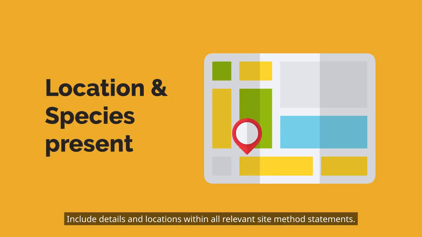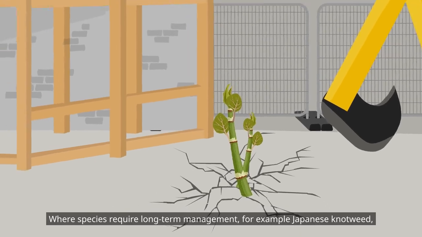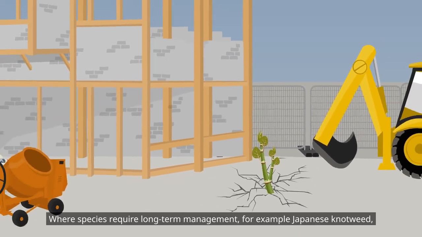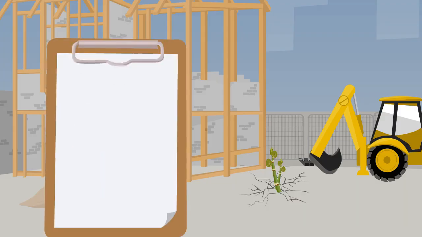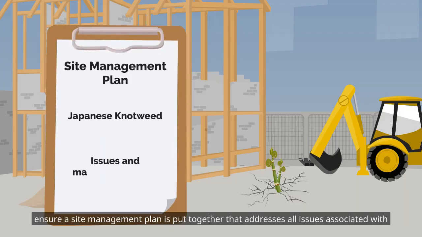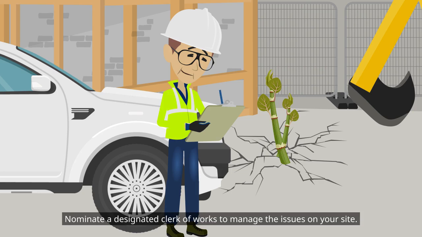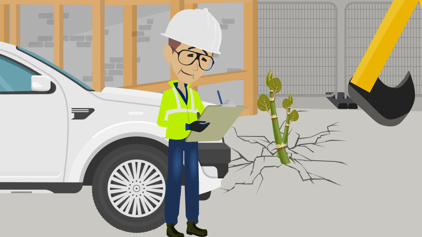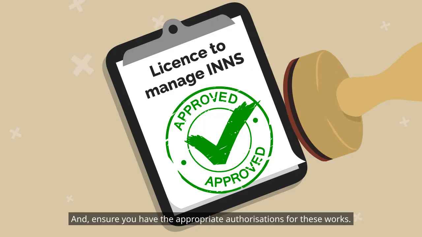Include details and locations within all relevant site method statements. Where species require long-term management, for example Japanese knotweed, ensure a site management plan is put together that addresses all issues associated with it. Nominate a designated clerk of works to manage the issues on your site. And ensure you have the appropriate authorizations for these works.